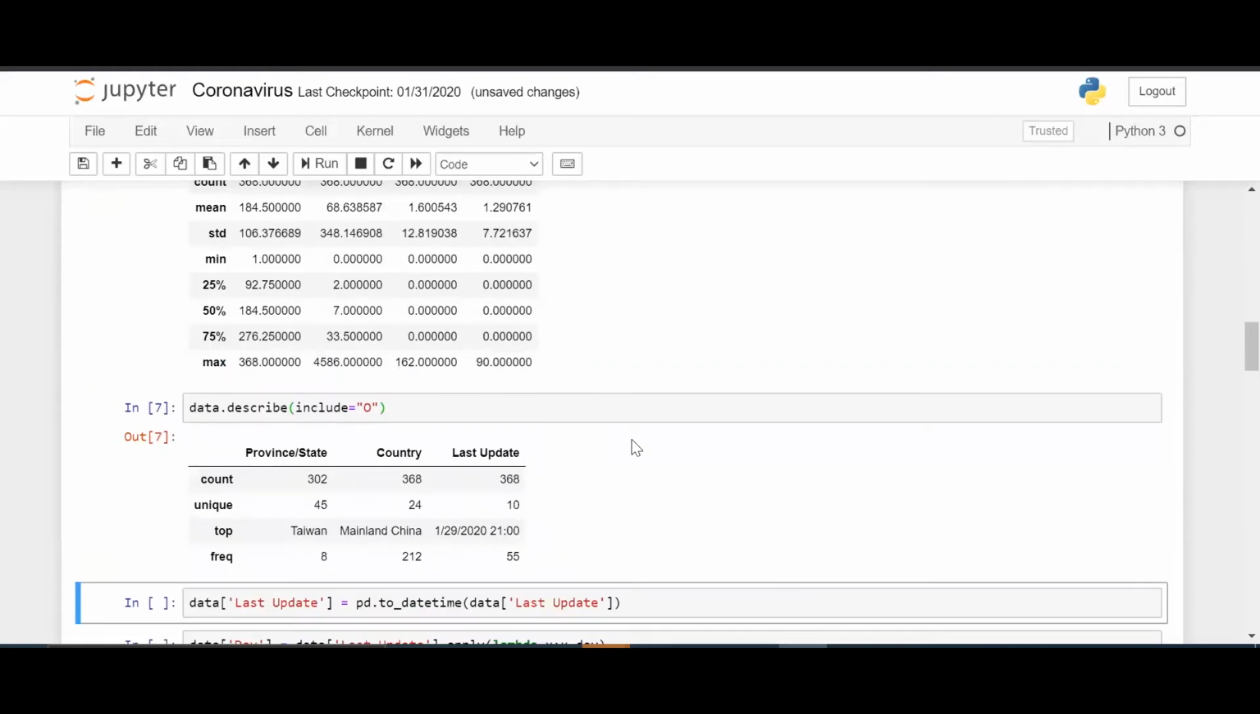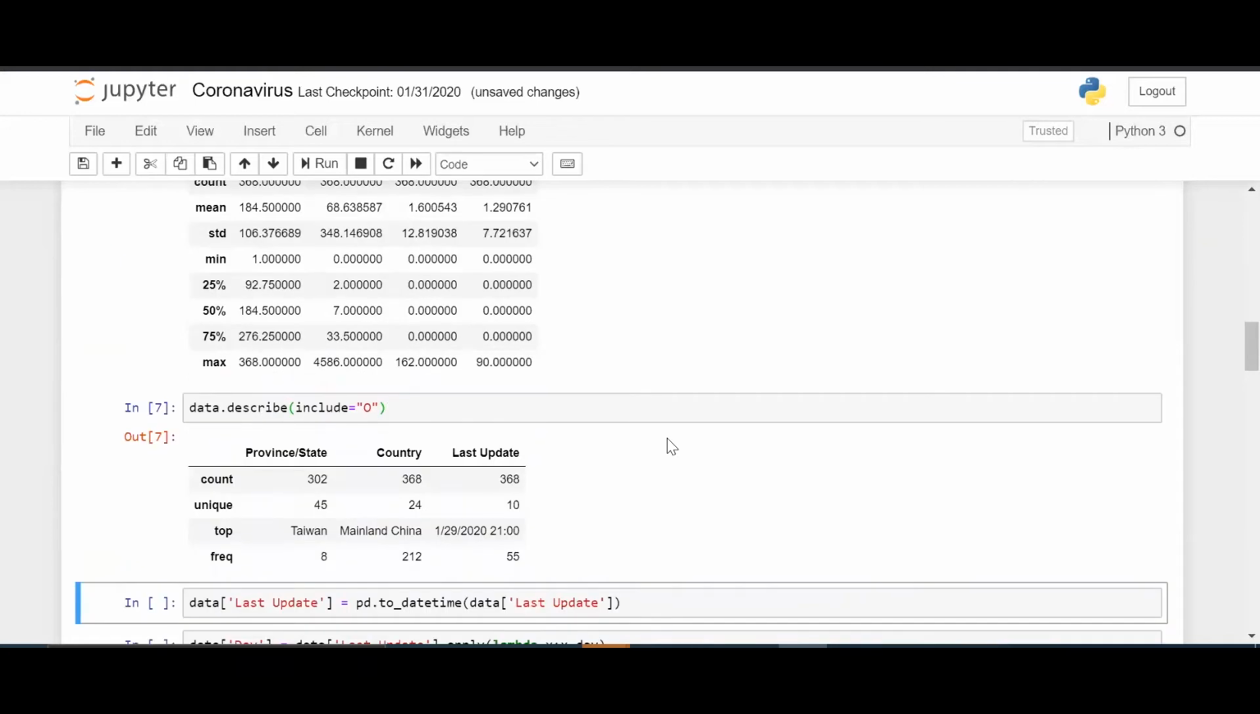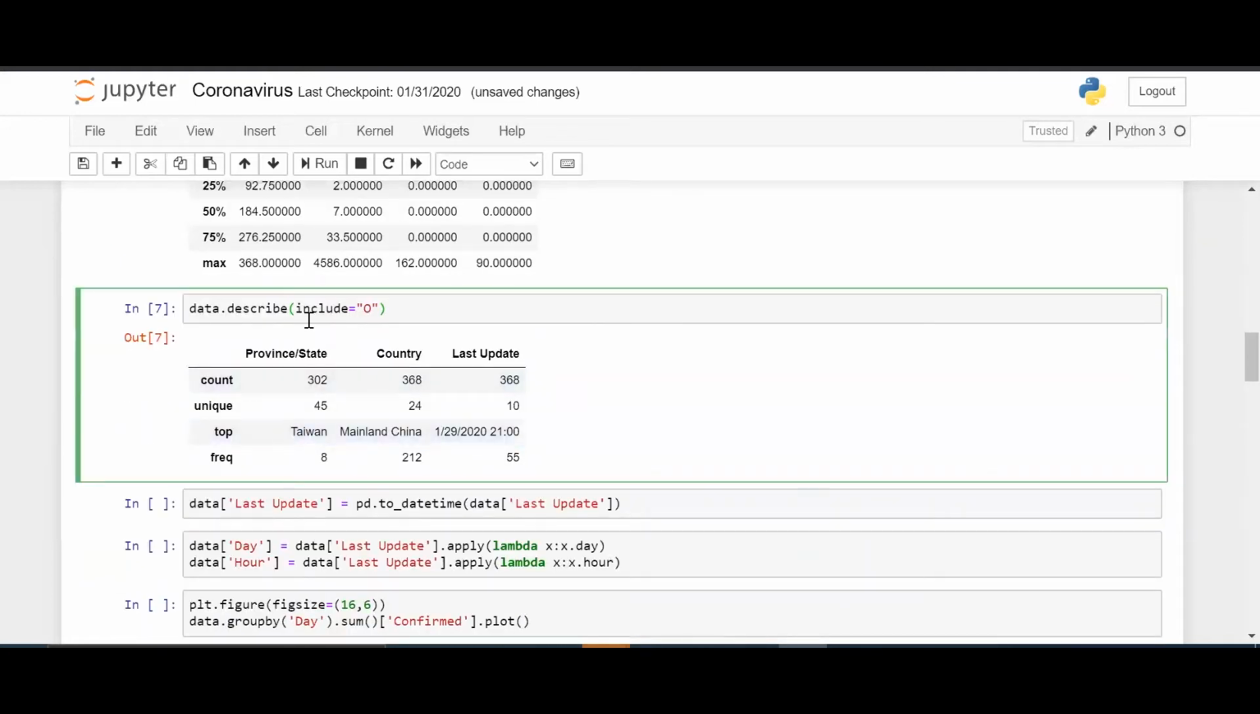Go ahead and do data.describe with include O. What this does is include certain important numbers under this observation. So you have count for province, country, and last update. As you can see, these aren't continuous variables, rather they are categorical variables. Categorical variables can point out non-numeric variables or datetime variables.